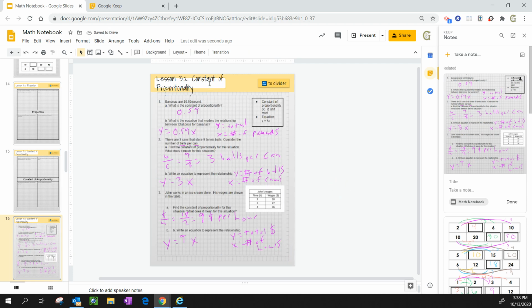So you're finding the unit rate, same thing as constant of proportionality. And then when you make an equation, you're putting that unit rate as a part of your equation there. And it's always going to be that y equals kx, or other variables if we use other ones.